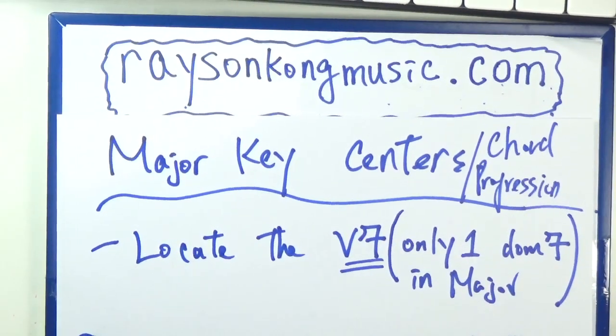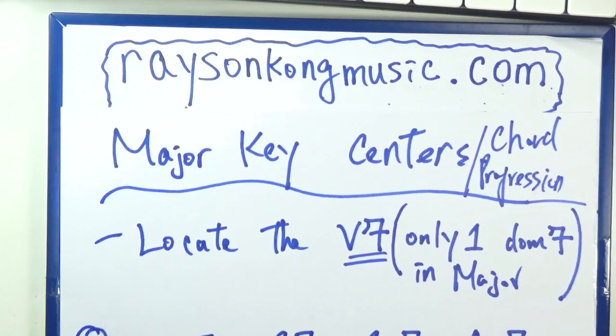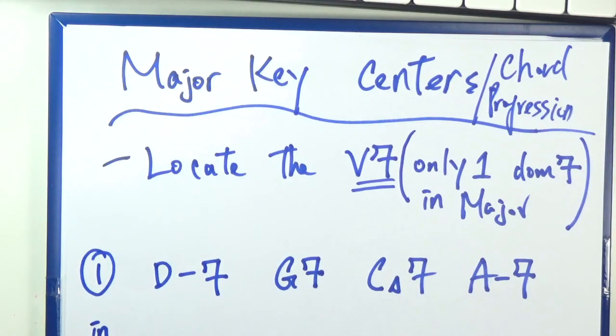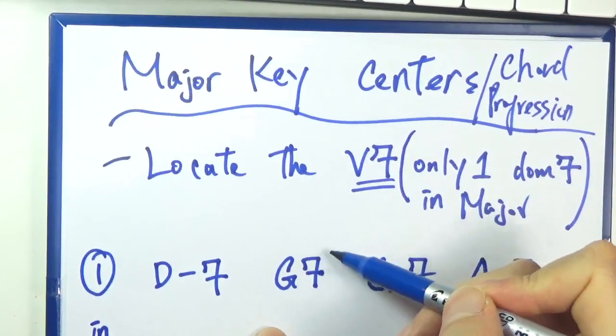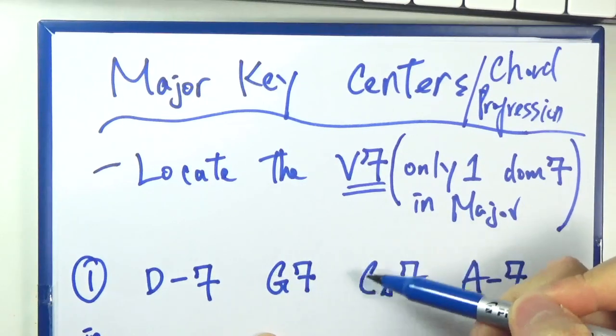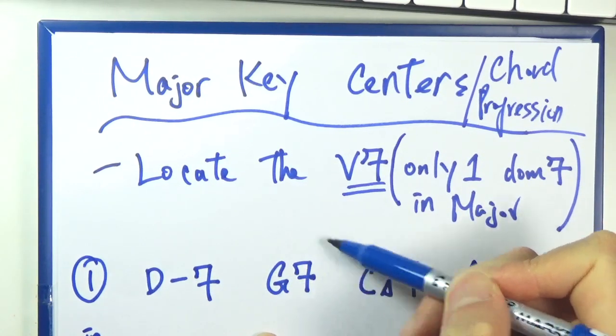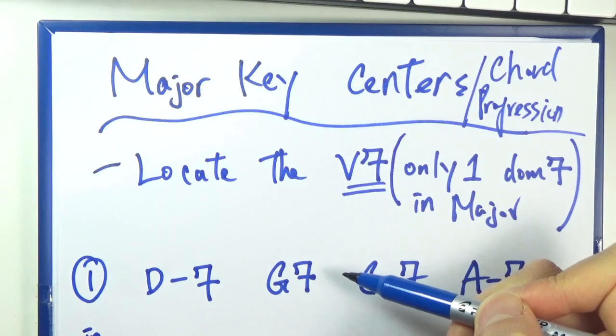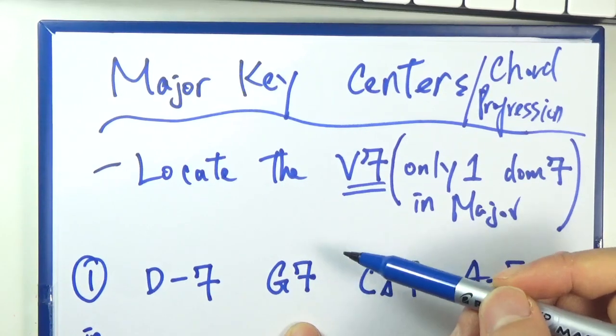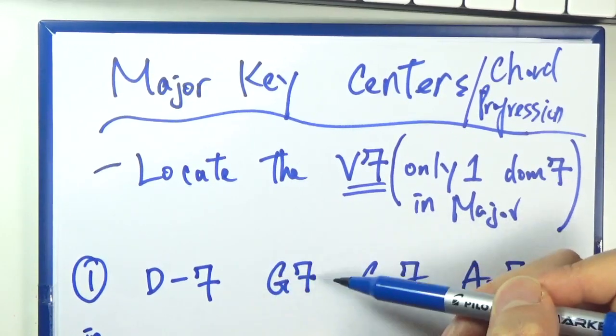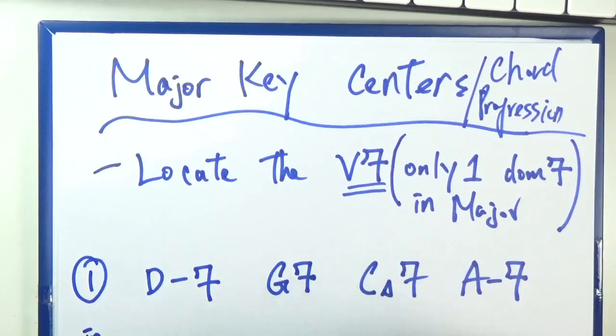Hello everybody. In this video we are going to look at how we can determine the key center for major key chord progressions. So the first trick that we can use is to locate a 5/7. Whenever you see a dominant 7 chord, it is a suspect as the 5/7. Think about whether the dominant 7 chord in a chord progression would be the 5/7 chord.